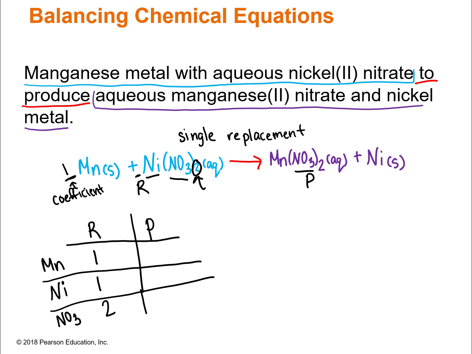Now we go through and do the same thing on the product side. We don't see a coefficient here, so we assume that it's 1. So we've got 1 manganese. And again, we've got 2 nitrates and 1 nickel. Well, this one is balanced already. So our work is done. The goal with balancing an equation is to make sure that you have the same number of atoms or ions on the reactant side and the product side. If you have that, then you're done. Life will not always be that easy.